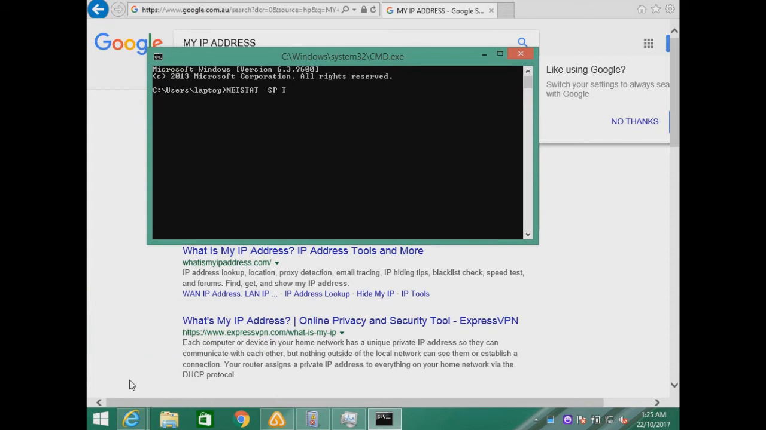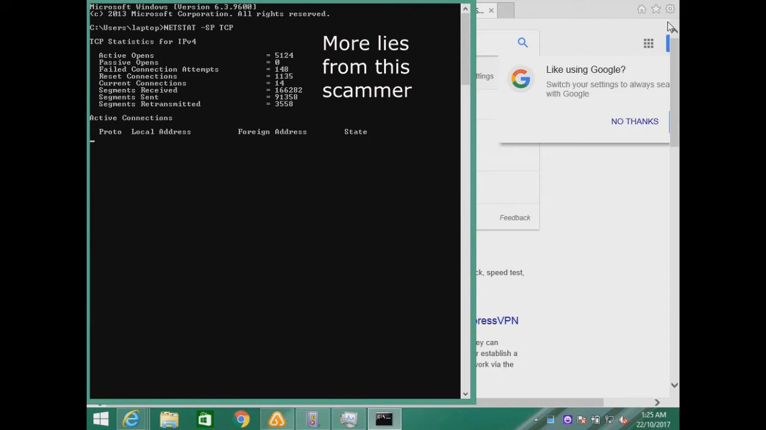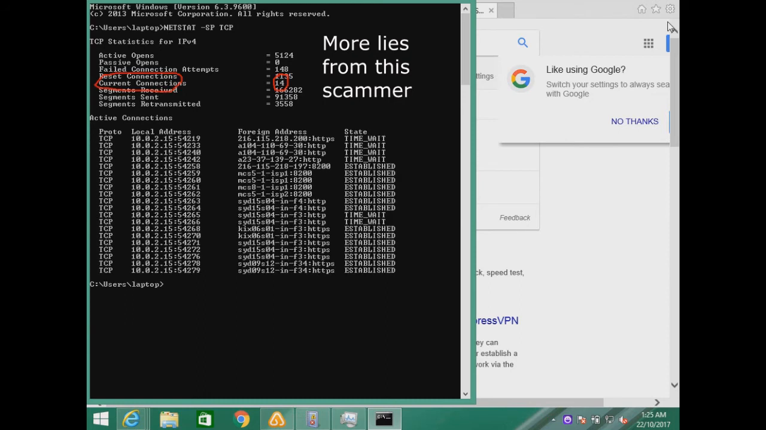Let me show you here. Since your IP address is in a public mode, you can see how many people are connected to it. Okay, 14, is that what it says? So we need to remove them before they get access to your information. Okay.